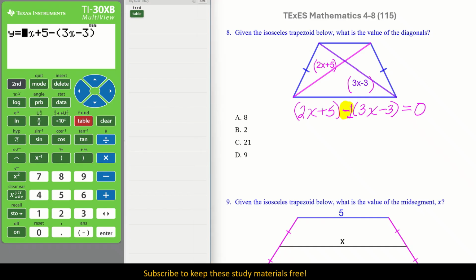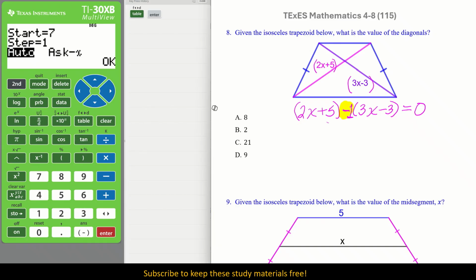So we need to push our table button. Okay, I already have mine in the calculator, but notice I don't have parentheses around the first diagonal, the 2x plus 5. Well, really wasn't necessary. You can do it if you wish, okay? All right, so now I will push enter. Okay, what am I looking for? Well, I'm looking for a situation where for y right here, I have 0.